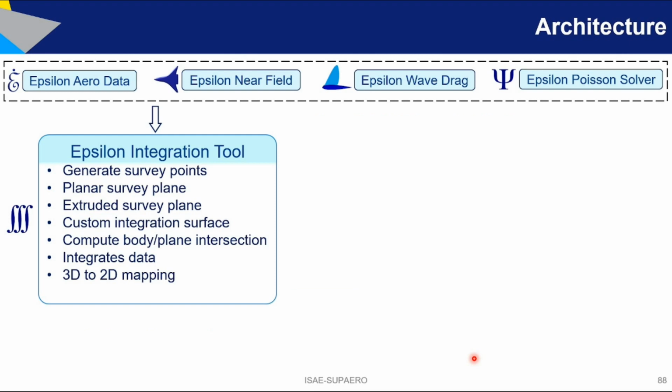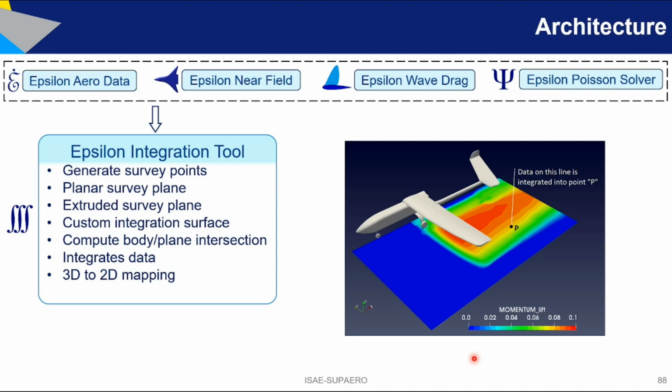And the last feature provided by Epsilon Integration Tool is 3D to 2D mapping. As I mentioned before, basically you are taking the entire 3D volume data, you integrate that into a plane, you make a sort of mapping. We will understand that better afterwards.